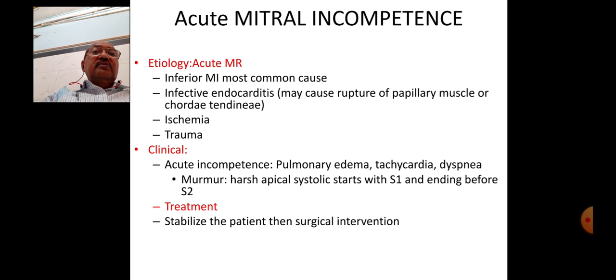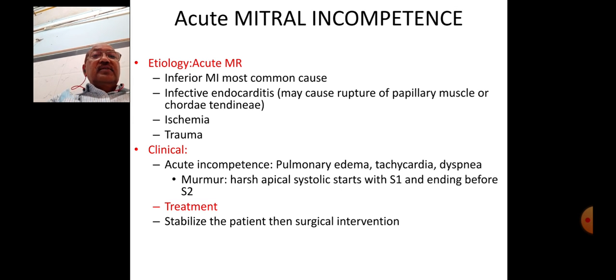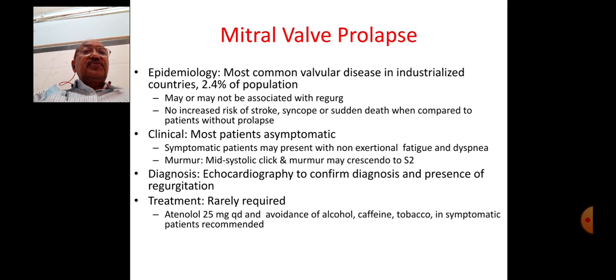Acute mitral incompetence, etiology of acute MR: inferior MI, the most common cause, infective endocarditis, ischemia, and trauma. Clinically, these patients present with acute decompensated heart failure, presenting with severe pulmonary edema, tachycardia, dyspnea, and a harsh apical systolic murmur starting with S1 and ending before S2. Treatment: stabilize the patient, and then surgical intervention.